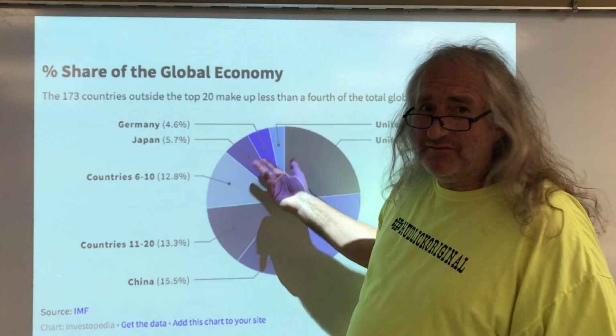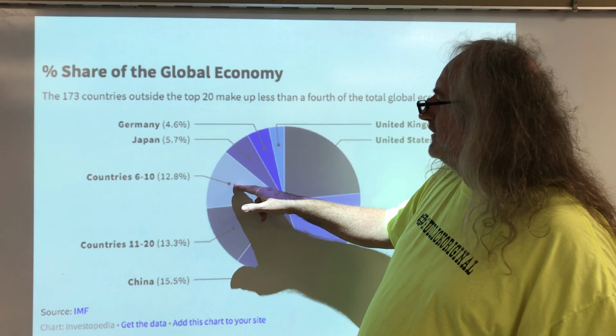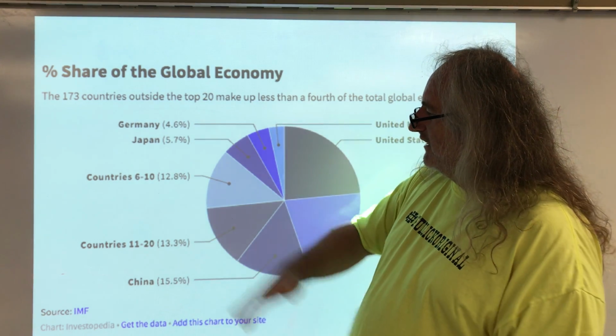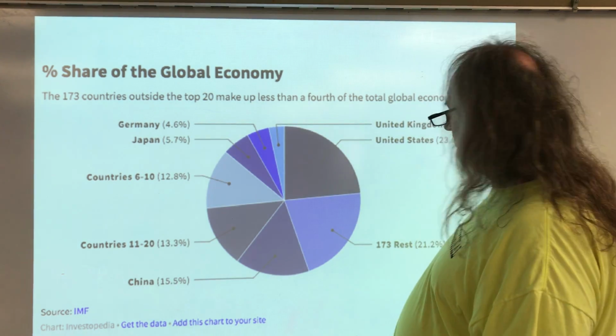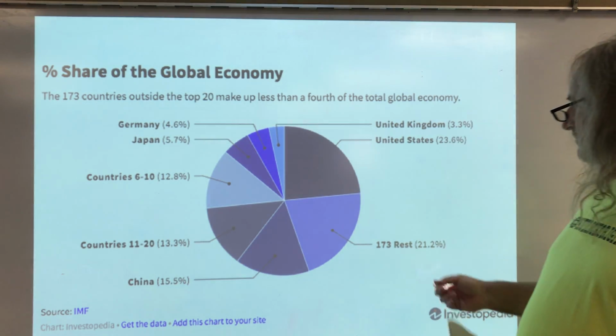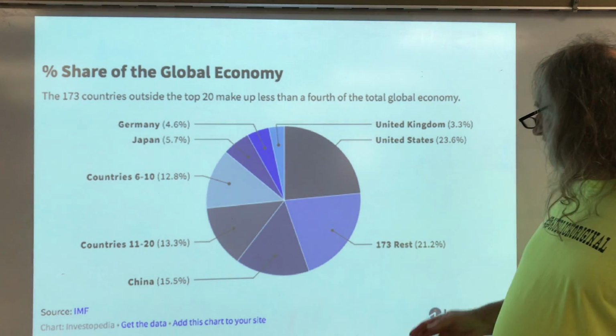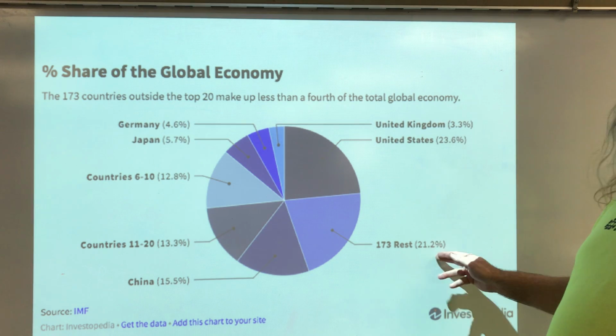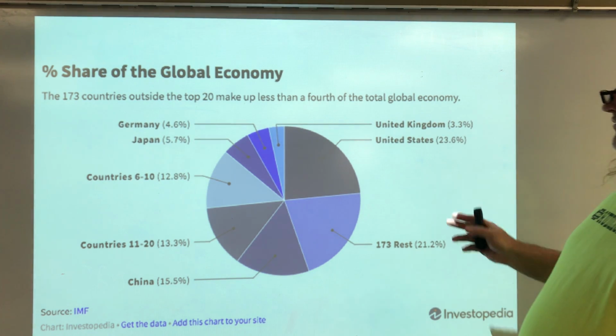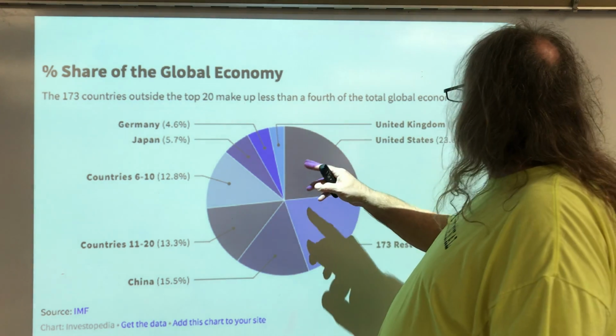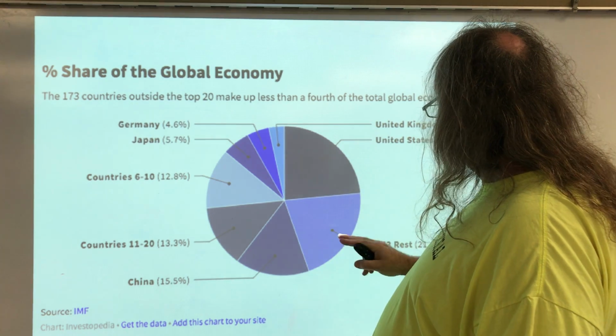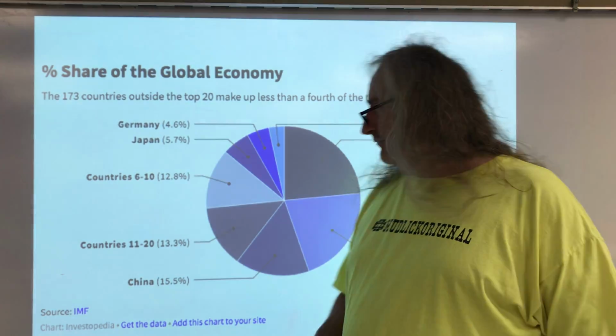Countries 6 through 10, whatever they are, make up 12, basically 13%. Then the next 10 countries make up 13.3%. Then you have your poor countries here at the bottom. The other 173, and them combined only make up 21%. So think about it like this: the United States GDP is greater than the bottom 173 countries all put together.